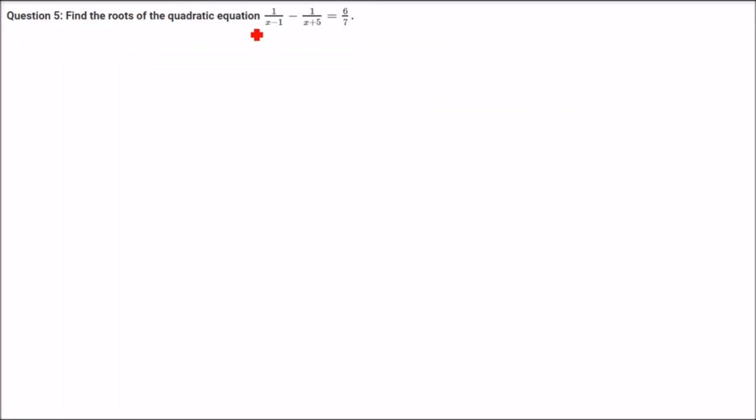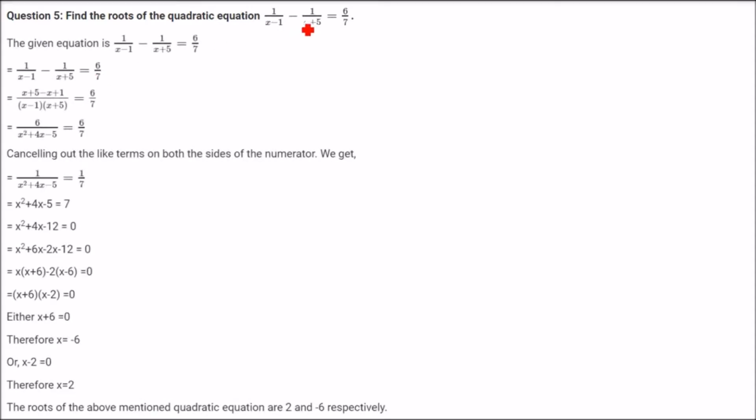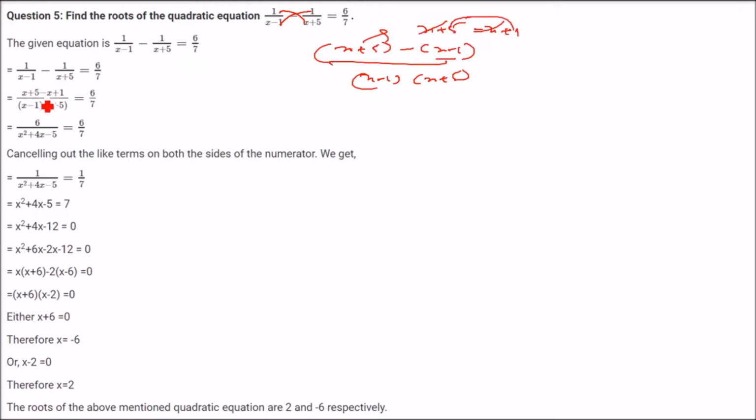Now we have roots of the quadratic equation, so we will try to solve it. x plus 5 minus x plus 5 here, and then minus x minus 1 by x minus 1 into x plus 5. So this will give you x plus 5. I am opening the bracket because of the negative sign. This sign will change, minus x plus 1. x will cancel, only 6 will remain. 5 plus 1 is 6. So only 6 will remain. And in the denominator, if you multiply these two, you will get x square plus 4x minus 5. Now 6 gets cancelled, so this will be equal to 7.